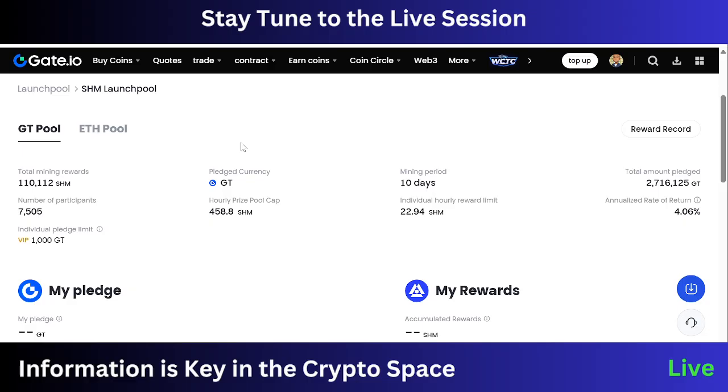So the total amount pledged is 2.7 million GT. And the number of participants for the GT pool is 7,505.